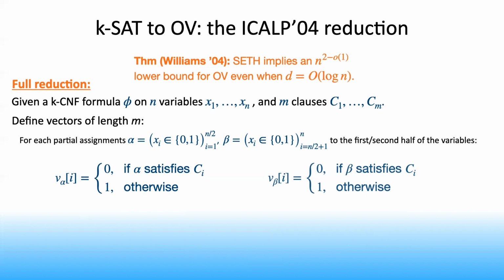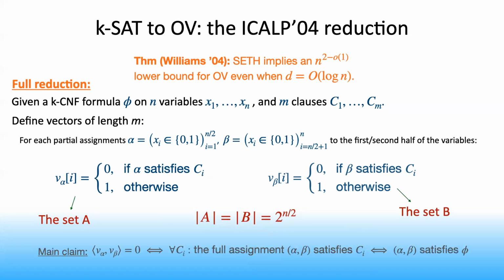And now for each beta, that is a partial assignment to the second half of the variables, we have a vector v sub beta that is defined in a similar way. All the v sub alphas make up the set A, and all the v sub betas make the set B. They both have size 2 to the n over 2 because there are 2 to the n over 2 partial assignments to a set of n over 2 variables.